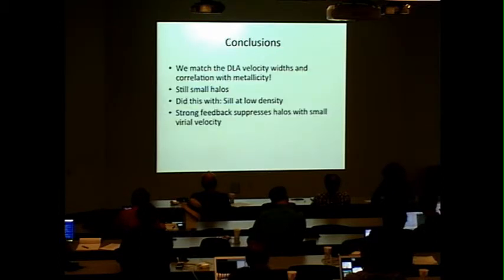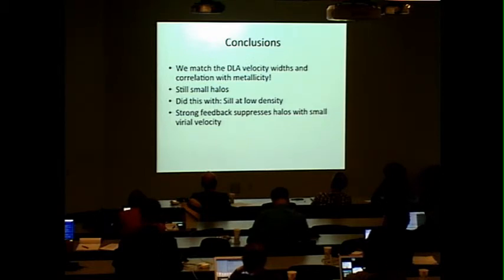So just to conclude, we can match the DLA velocity widths now. This is very good. We couldn't do that before. We can also match the correlation with metallicity, which is a nice check. None of these simulations were tuned explicitly to match this. It was tuned to the star formation history, so that's nice. The DLAs are still in relatively small halos. We've done this two ways. Firstly, we've allowed silicon-2 to form at relatively low densities by adding self-shielding. And secondly, we've had strong feedback, which has enabled us to suppress DLAs forming in halos with a very small virial velocity. And those were the leading order effects. Thank you.